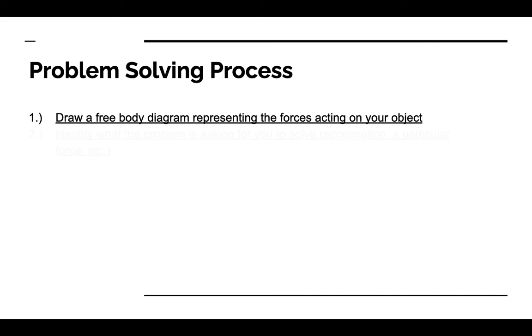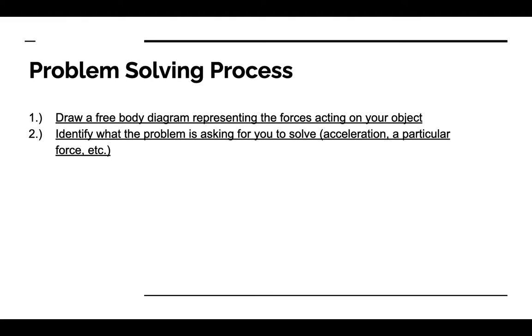So the problem-solving process is the same as we saw with Newton's second law back in 7.2, and also like we saw with translational equilibrium back in Unit 2, except now we have the additional step of identifying what the problem is asking us to solve for. So we draw a free body diagram representing the forces acting on our object, just as we always do, and then we identify what the problem is asking us to solve for: acceleration, a particular force, etc. Because sometimes there may not be an equilibrium scenario and we may have to solve for acceleration. Other times, it may be an equilibrium scenario where we have to solve for a particular force.